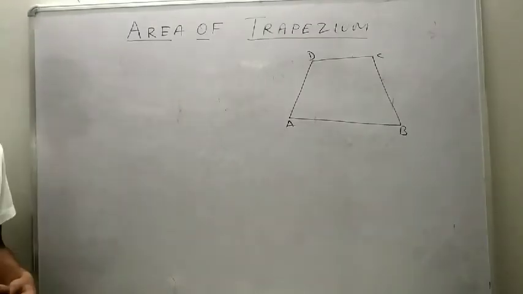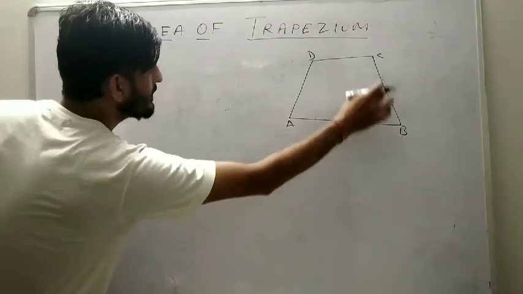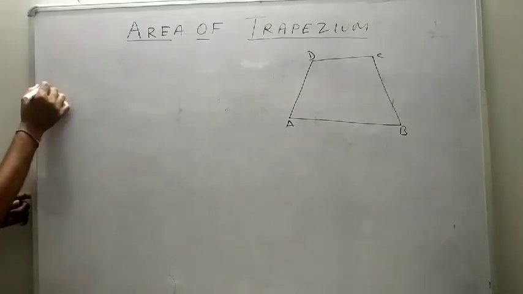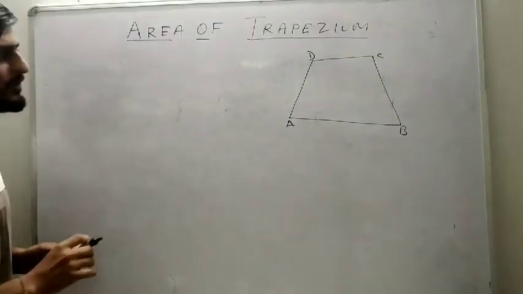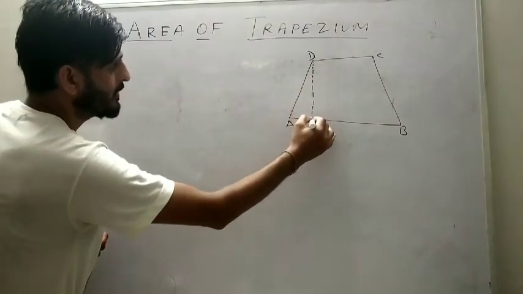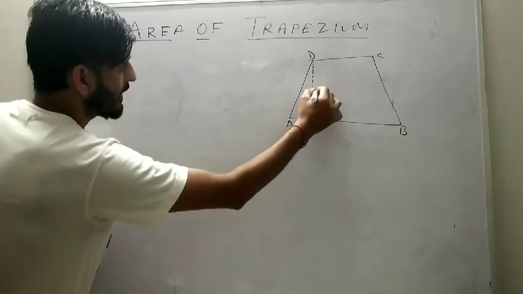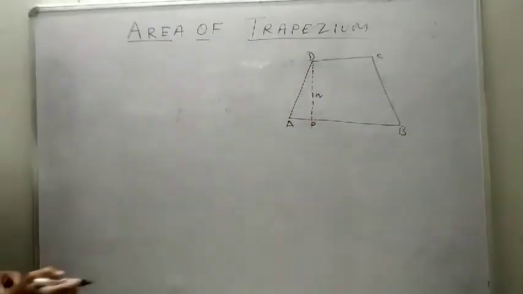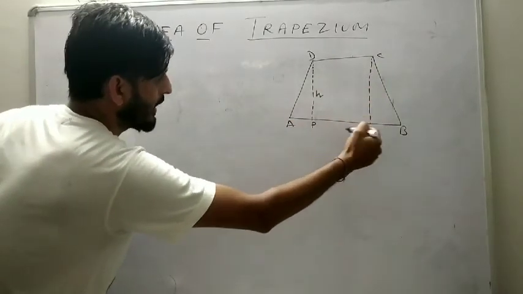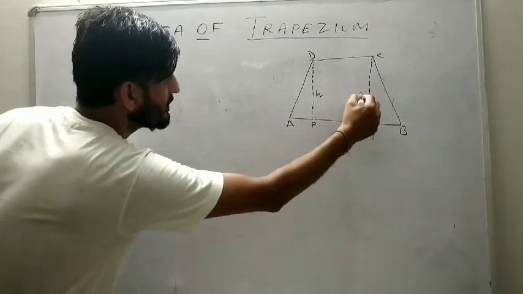Now we are going to find the area of trapezium. Suppose this is the trapezium ABCD. Before finding, let us draw one perpendicular from point D to line AB. That is DP, and we can write it as H unit. Then from point C, again we draw one perpendicular to line segment AB, it is CQ. Suppose it is H unit.